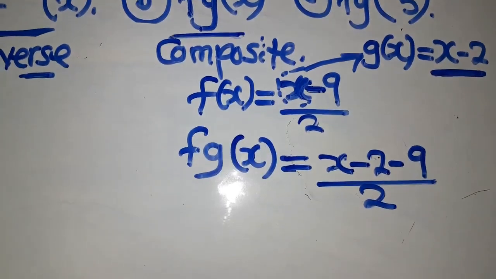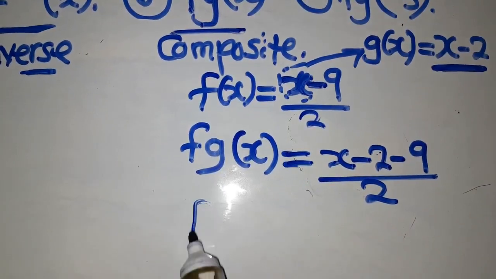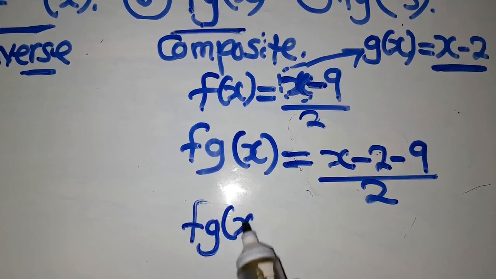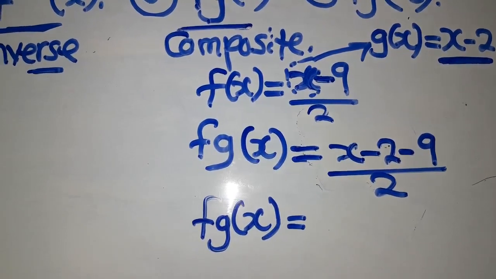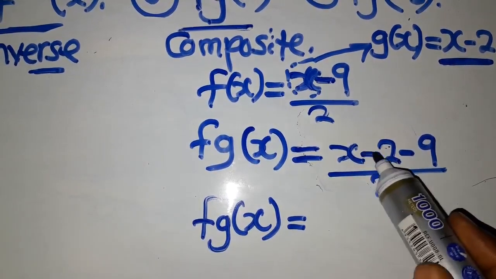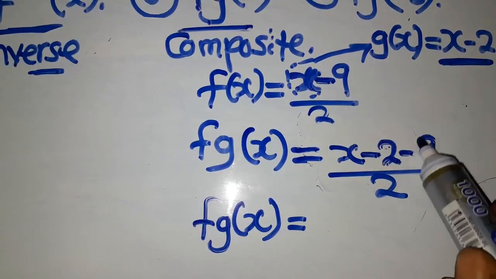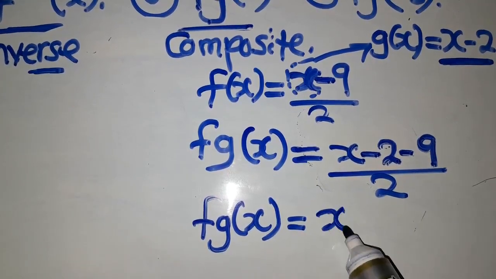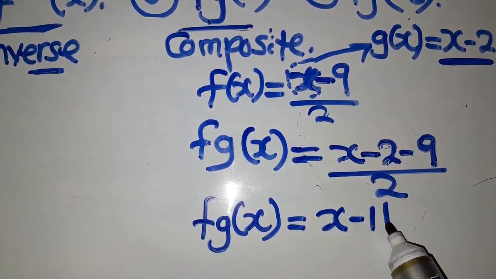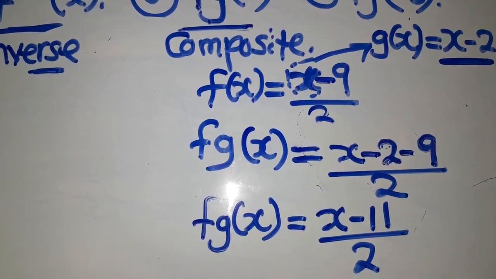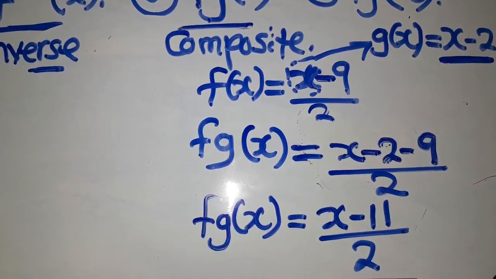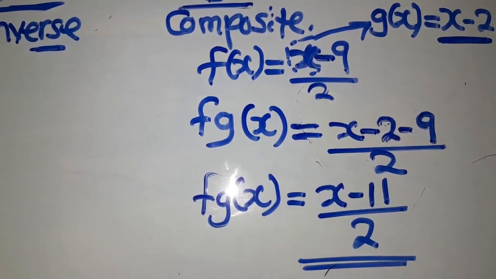From here now, I can therefore conclude where I say fg of x is equal to. This is equal to what? You say what is negative 2 minus 9? What answer are you getting? You're getting negative 11. Same signs you add, then maintain the sign. You just say over 2. This is your answer. So this is the answer on the composite function.